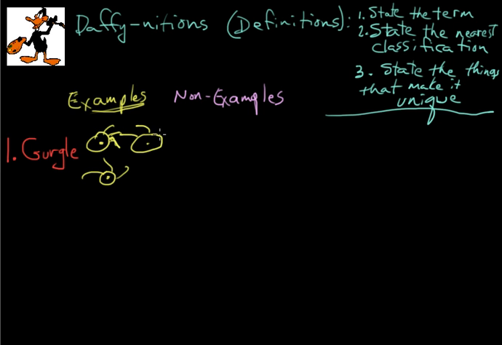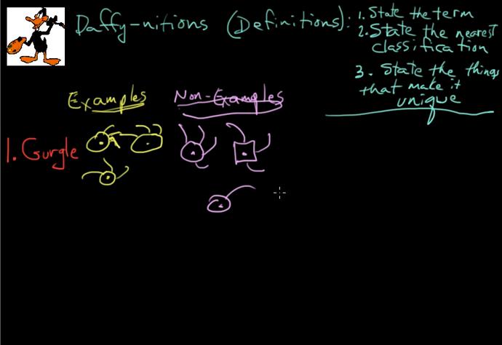Now we don't want to call everything a gurgle, because everything's not a gurgle. So let's look at non-examples. Non-gurgle. This is not a gurgle. Watch. You watching? Not just because it's purple. Even if it were yellow, it wouldn't be a gurgle. And this is not a gurgle. And this is not a gurgle. That's not a gurgle. So what is a gurgle?